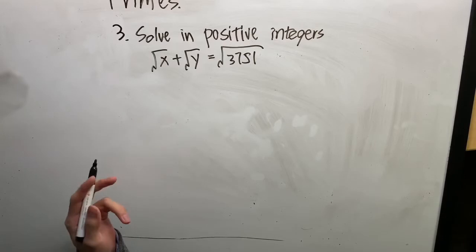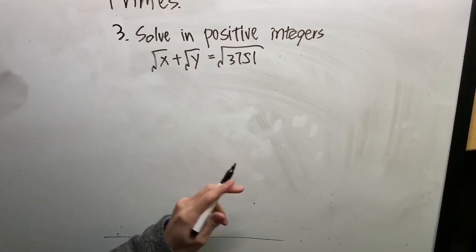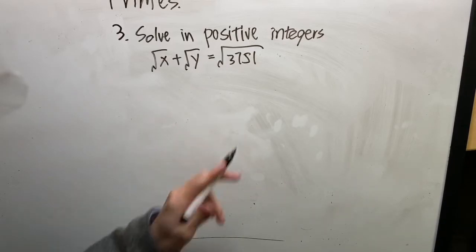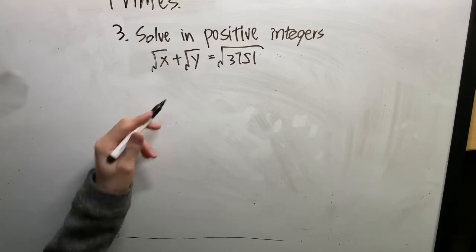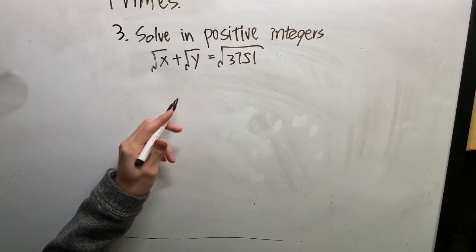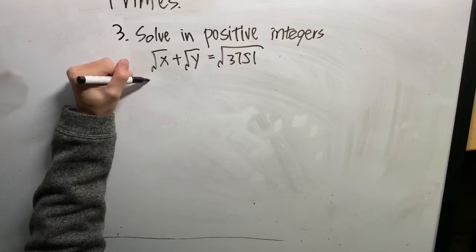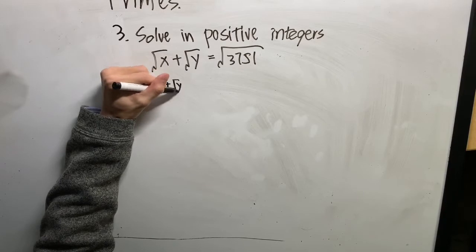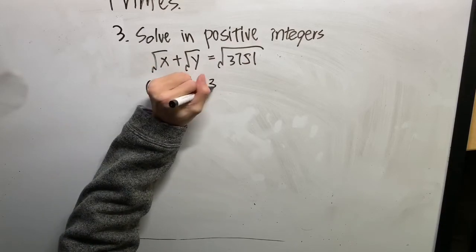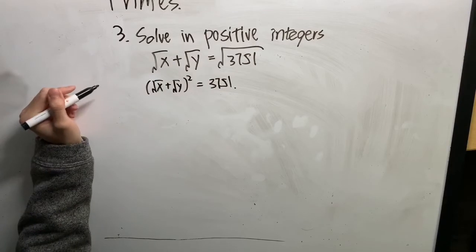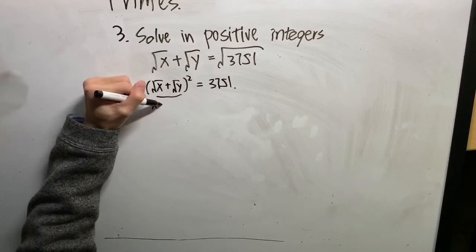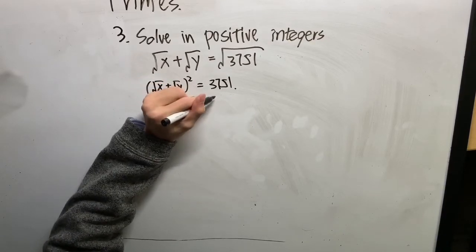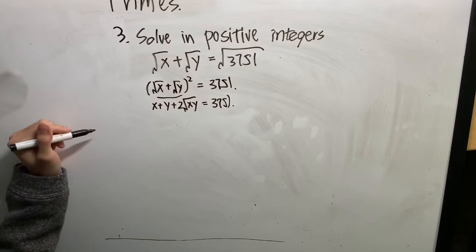Now let's look at the next question. Solve in positive integers, such that root x plus root y equals root 3751. So let's first spread this out by squaring both sides. The square of root x plus root y equals 3751, and this equals x plus y plus 2 root xy equals 3751.